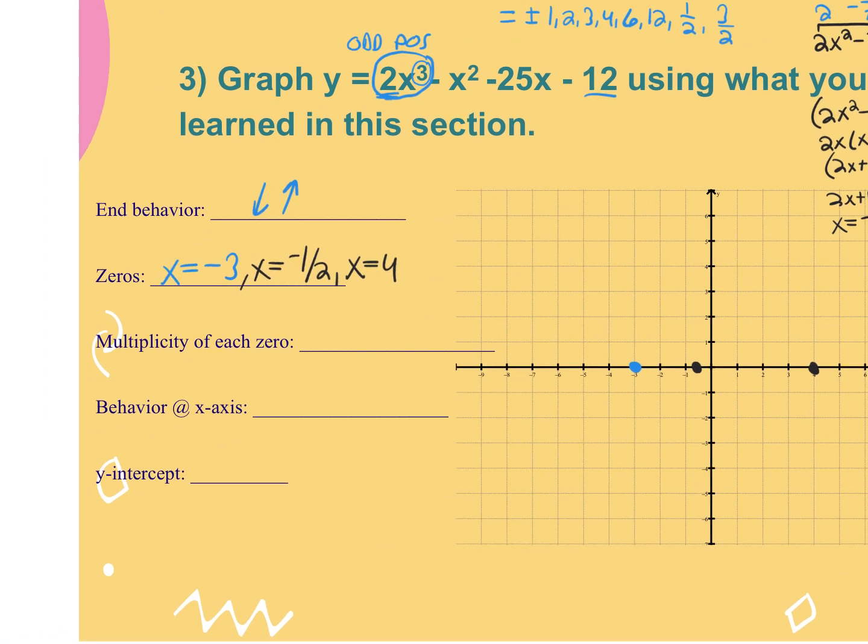Now the multiplicity of each zero, again, they all show up once, so I'm going to say they all have a multiplicity of 1. And that would mean since 1 is an odd number, the behavior at the x-axis means they're all going to cross. All right? And then your y-intercept, like I mentioned before, is just going to be you're going to take that last number and you're going to put it as an ordered pair, (0, -12).